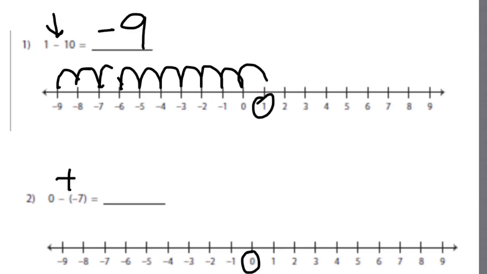on our number line. Starting at 0, we're going to go to the right 7. 1, 2, 3, 4, 5, 6, 7. So 0 minus negative 7 is positive 7. Hopefully, between the counters and the number lines, you're starting to see how subtraction and addition are related.